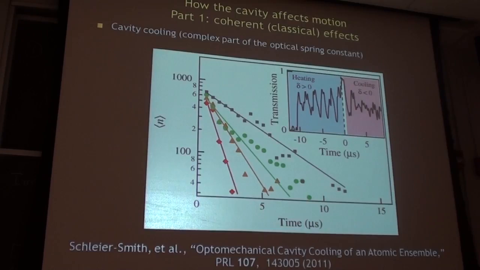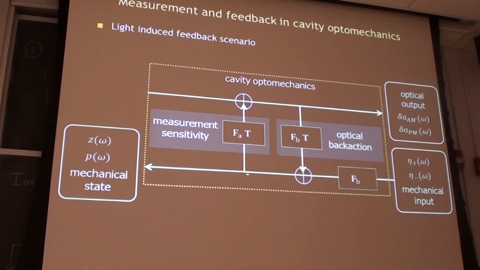So to add a few more links in this diagram, what we now see is that the mechanical element moves, it changes the cavity field, but the cavity field then exerts forces back on the mechanical element. And that this sort of closed feedback loop impacts the mechanics of the system.